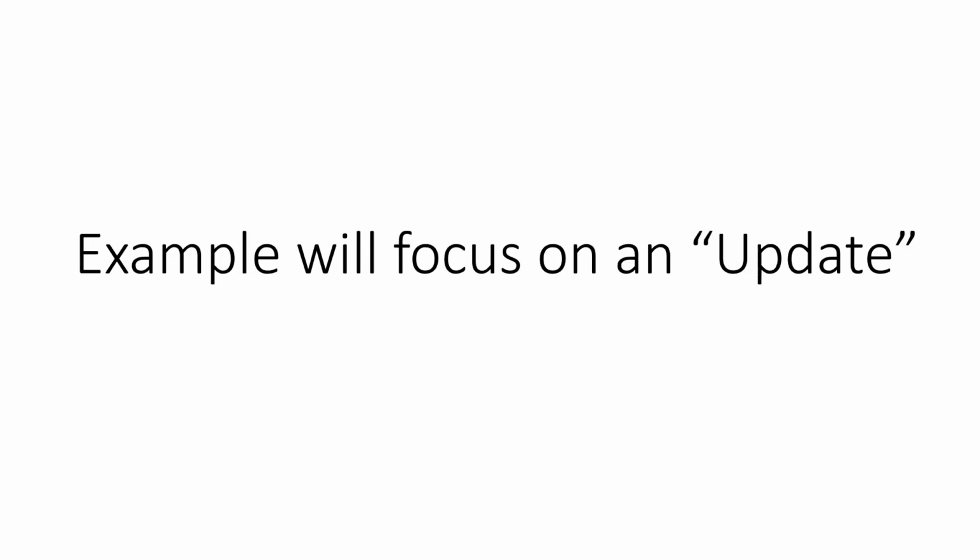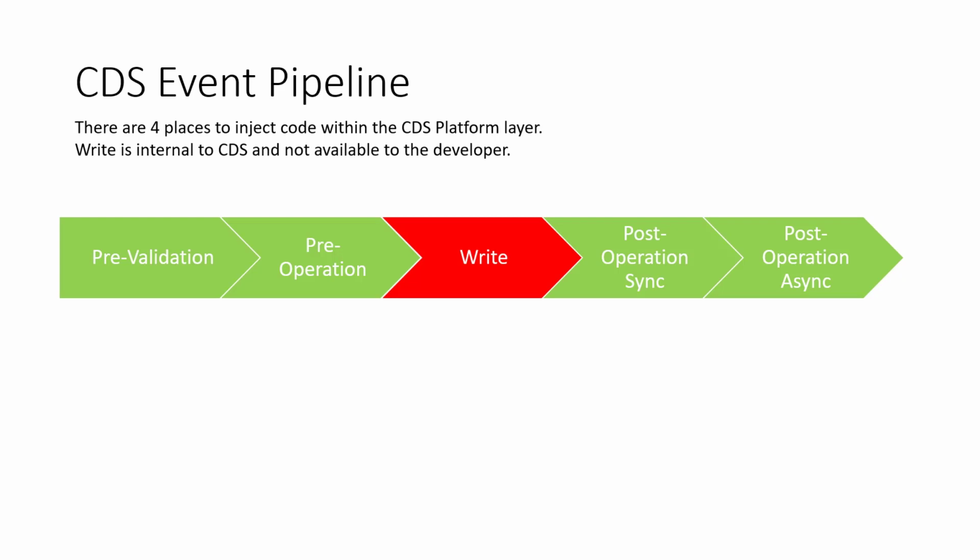To understand how plugins work, we need to understand the plugin pipeline stages and images. To explain how the plugin pipeline works, we're going to focus on an update from a user pressing save on the form. As a developer, we can inject code in the stages of the pipeline to do work on the data. Think of SQL triggers.